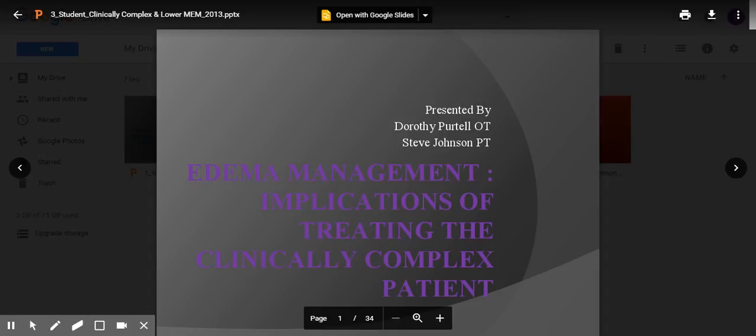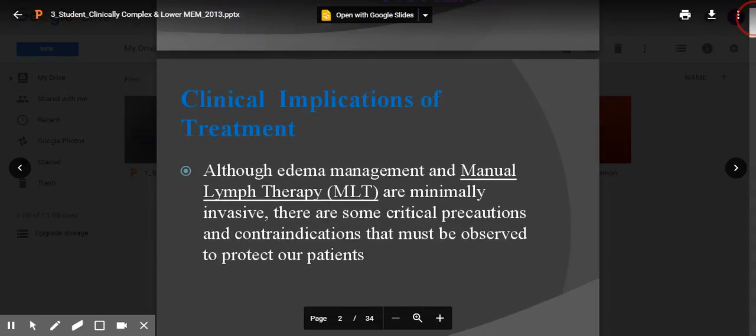We're going to be talking today about some of the implications of treating the clinically complex patient. Of course, we went over the anatomy and the function of the lymphatic system, and we followed that up with talking about some of the concepts of how it is that we move edema through the body. Now it's time to talk about those patients that we will be seeing and some of the clinical complexities that we have to be aware of.